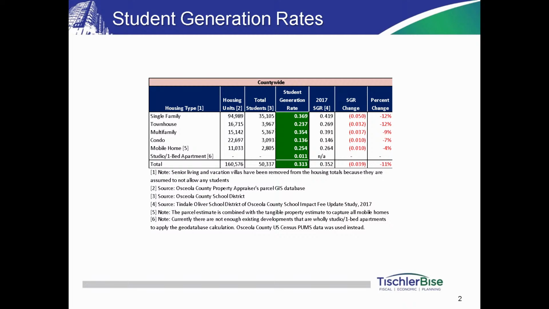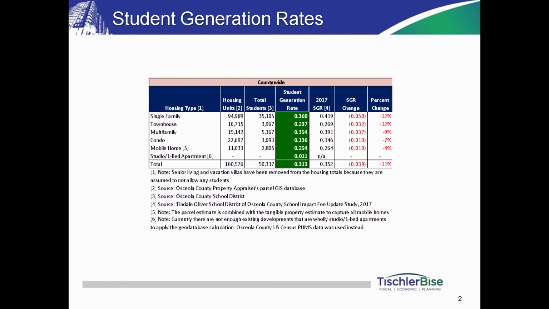These student generation rates are based on geocoded data provided by the school district staff, where we match up the number of school children that go into Osceola County schools to these different land use types. We see the student generation rates here highlighted in green. In all cases, you will note that the student generation rates are going down slightly. And overall, when you look at the universe of students versus the universe of housing units, that percentage change is about 11%.